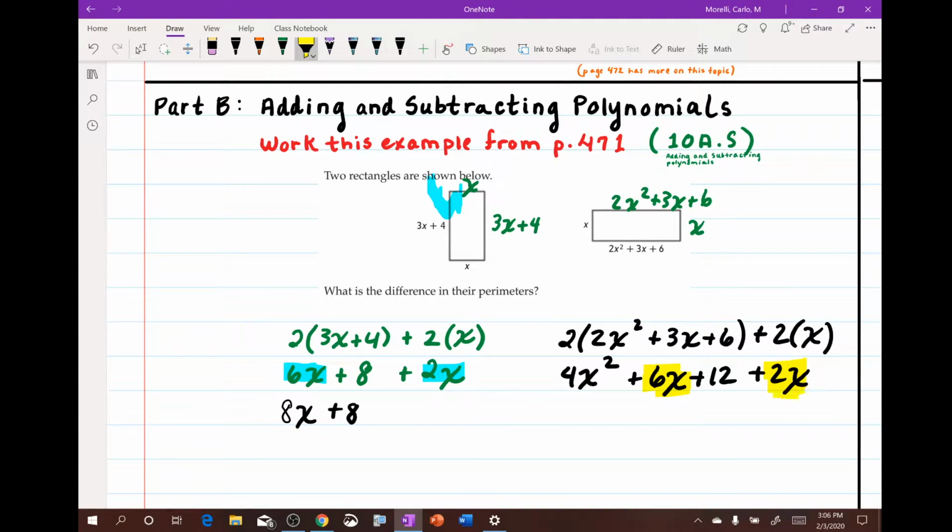6x and 2x are common. Those are the only two common terms. So we're just going to rewrite 4x squared because that can't be reduced or combined. Plus, add the yellows together: 8x plus 12. Okay, everybody with me?